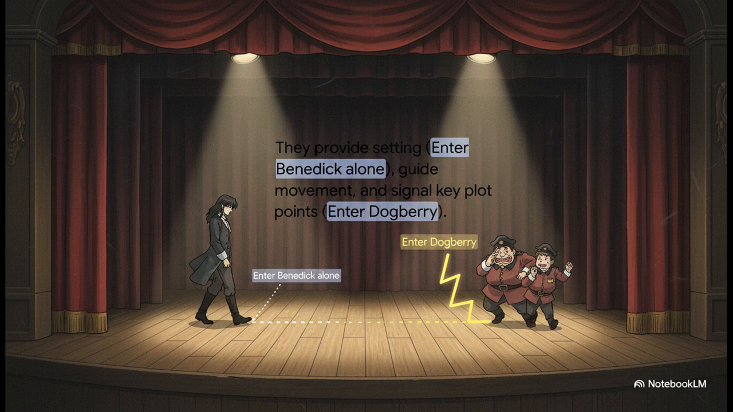A simple instruction like, "Enter Benedick alone," immediately tells us, okay, this is a private moment. We're about to hear his inner thoughts. And when the bumbling watchmen, Dogberry and Verges, show up, we know the plot is about to take a really important and hilarious turn. These little directions guide the entire visual story.